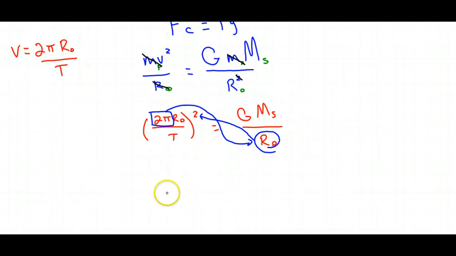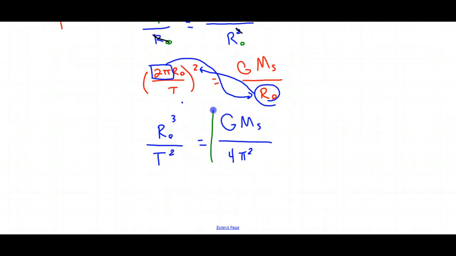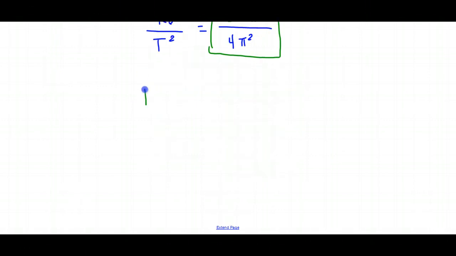So the result is that when I do all of that, I get r orbit cubed divided by T squared is equal to G times the mass of my sun divided by, remember, I squared 2 and pi, so I've got 4 pi squared. And so take a look at this. That means this here, for every single planet in our solar system, is going to be constant, because G is the gravitational constant. The mass of the sun is constant for everything orbiting in our solar system, and 4 and pi are just values. So that means that for anything orbiting one object, this value, r orbit cubed divided by T squared, is equal to a constant.